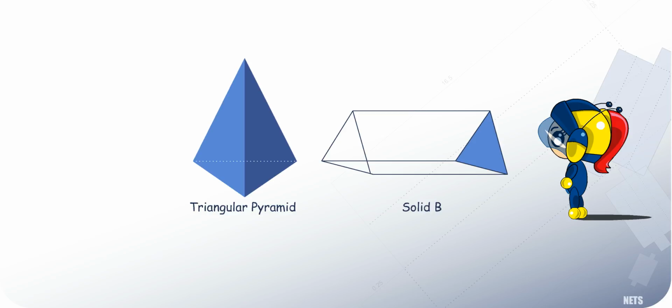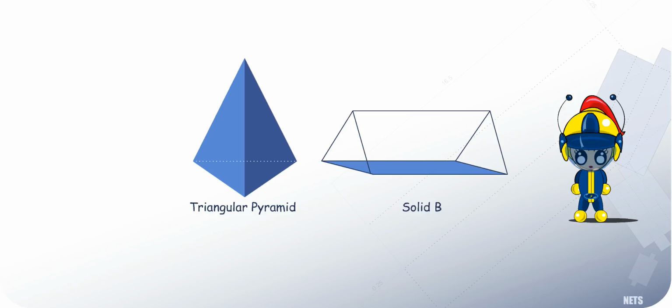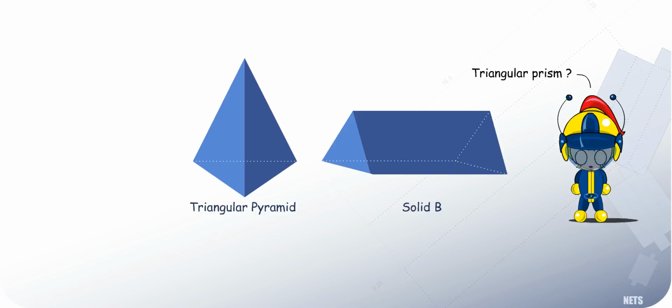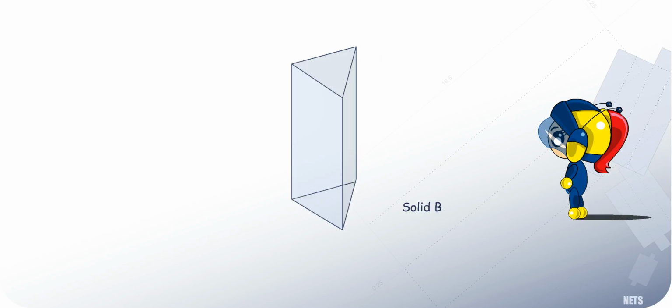Besides these 2 triangles, there are 1 rectangle at the back, 1 rectangle in the front, and 1 rectangle at the bottom. Is this a triangular prism too, teacher? Try to rotate this solid and see what it will be like. Ah, yes, it's really a triangular prism.